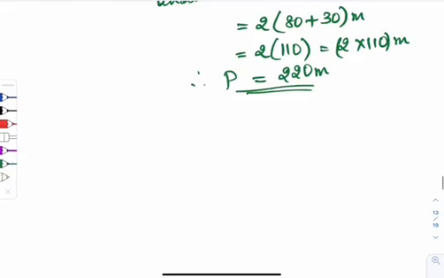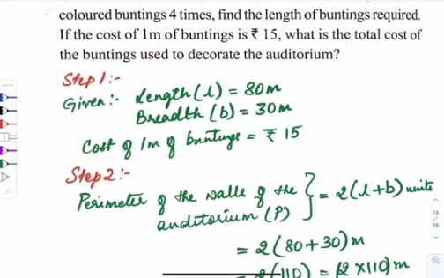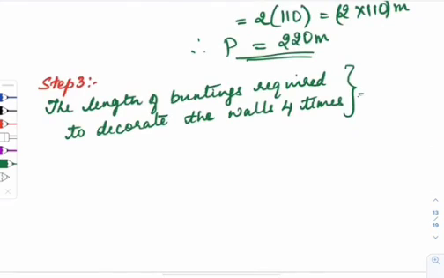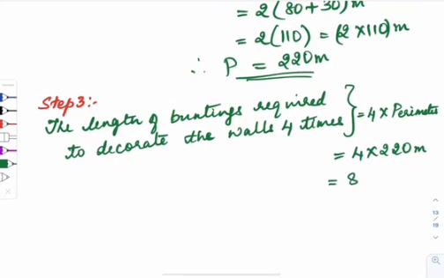Now for the next step, step 3. What is the next step? They have given us the cost of buntings here. Correct? You need to find the total cost of the buntings for decorating the auditorium 4 times. So the length is equal to 4 into perimeter. Correct, children? Now this is equal to 4 into 220 meters, because 220 meters is the perimeter. So this is equal to 880 meters. So the total length of buntings required to decorate the walls 4 times is 880 meters.